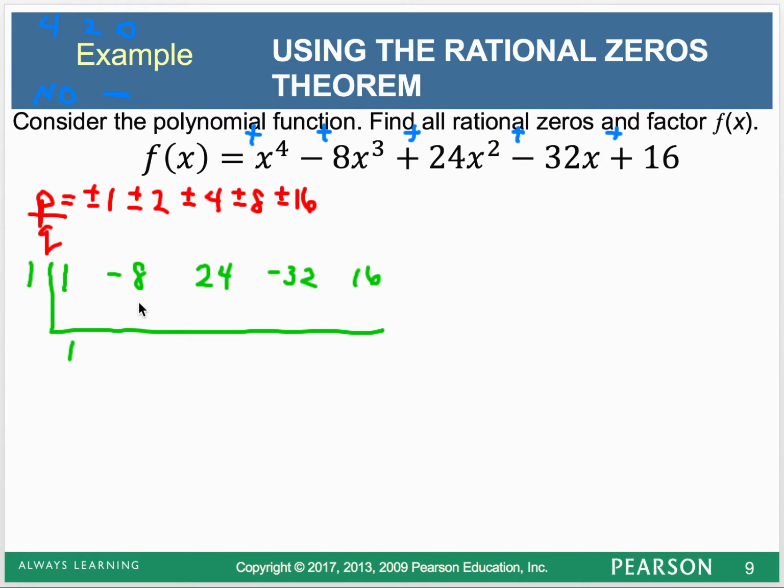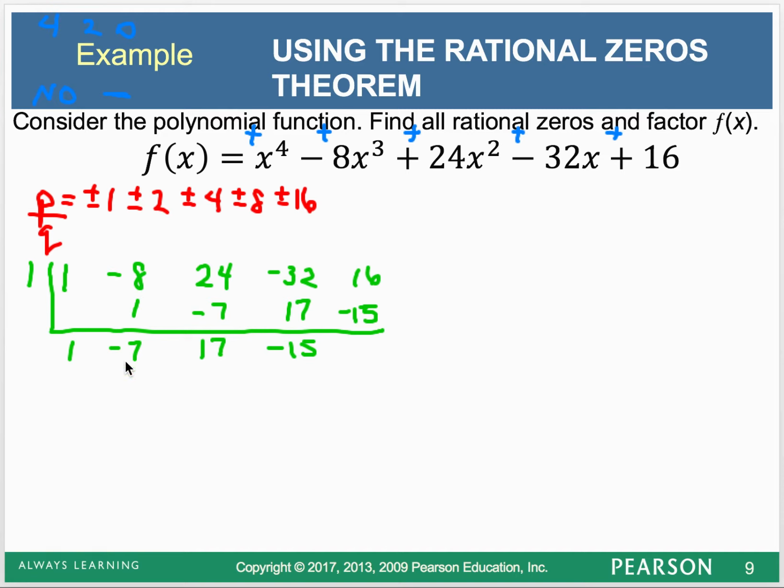So 1 times 1 is 1. 1 times negative 7 is negative 7. What's that, 17? And 1 times 17 is 17. Oh, that was close. So what's that, negative 15? Not 0. It's so close though, I'm going to double check my math.